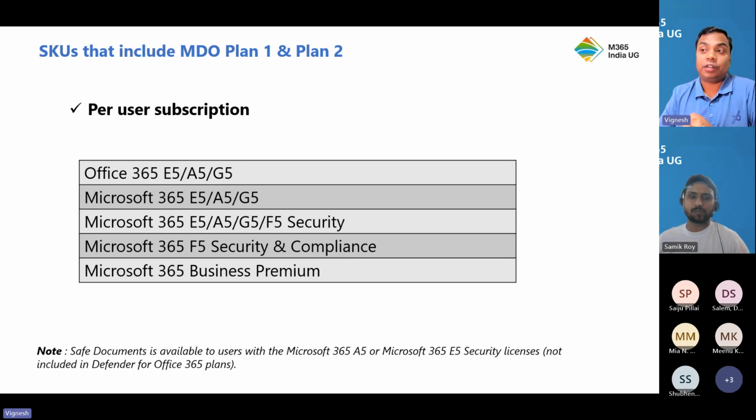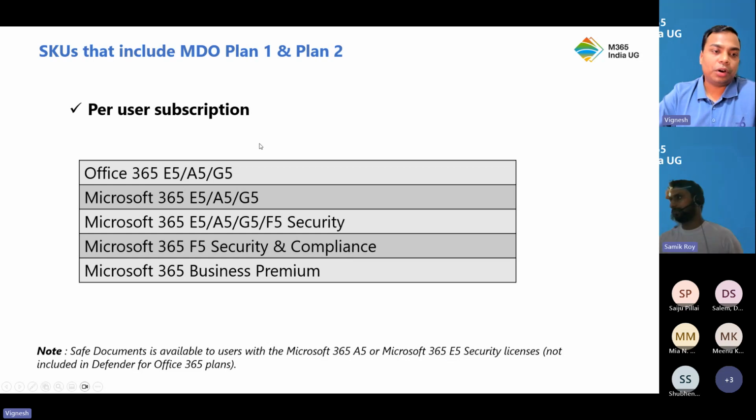I hope I'm making myself clear. So don't just go and purchase this and expect that you would get everything. No, you would need to make sure that you have a proper base license, and you can top it up with your F5 Security and Compliance if you need the MDO plan 1 and plan 2. Yeah. And Safe Documents is also available for users who have a proper Microsoft 365 A5 or E5 Security license.